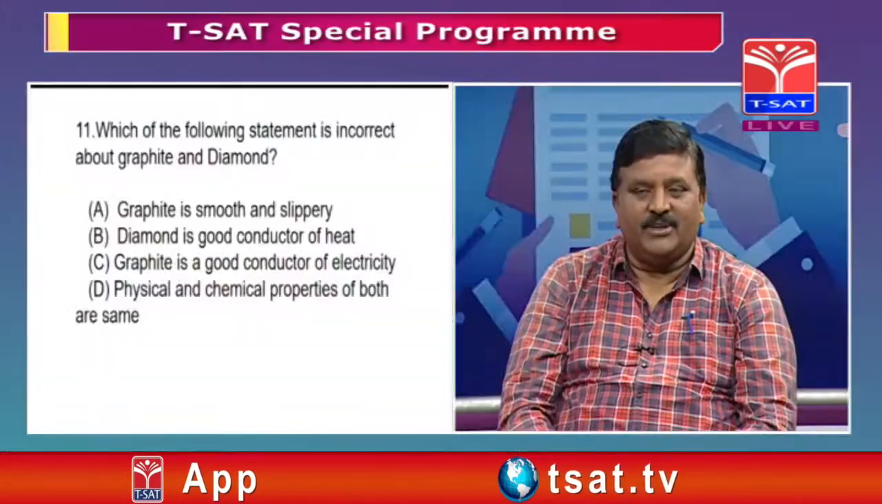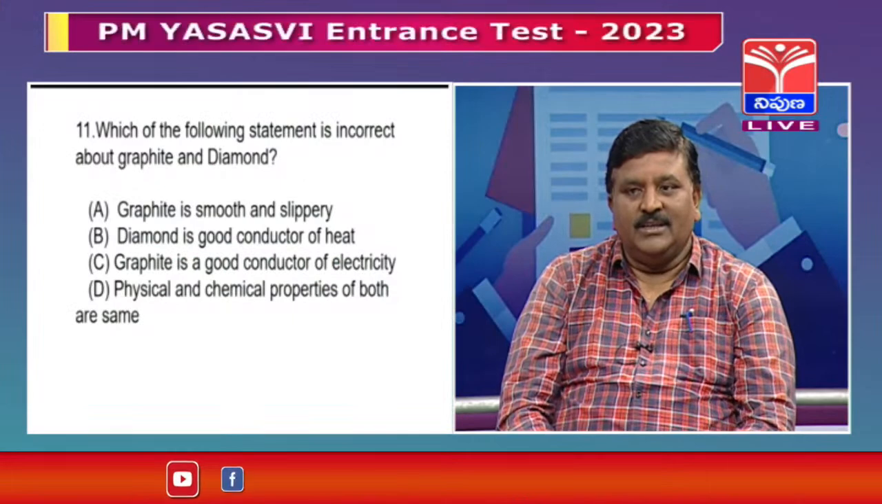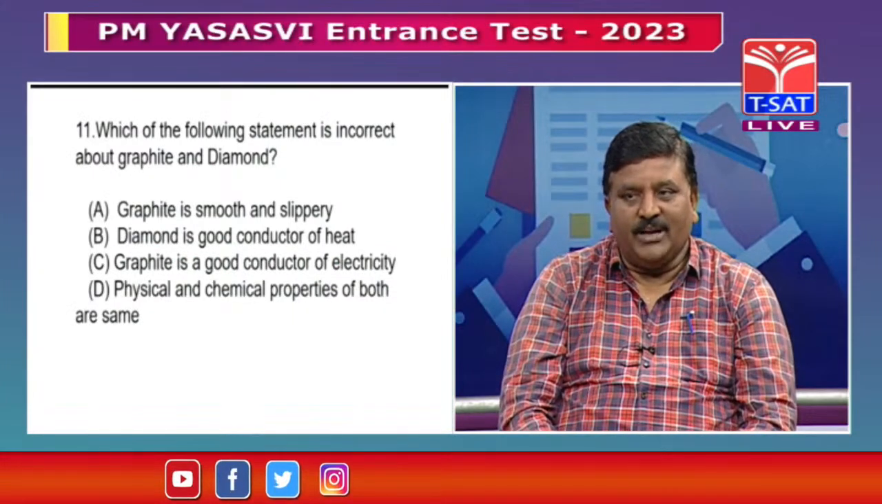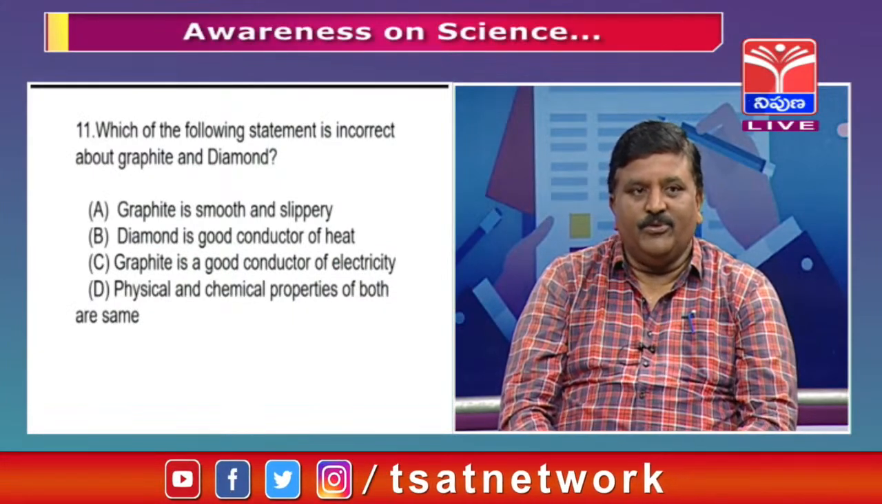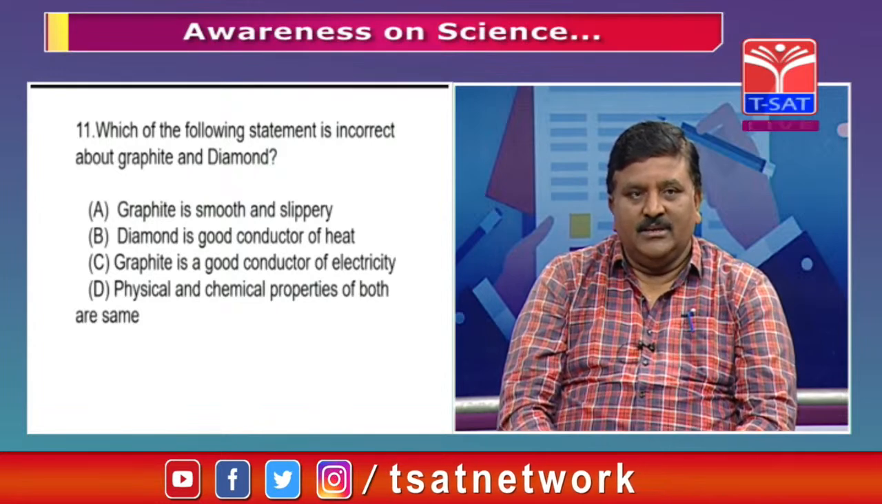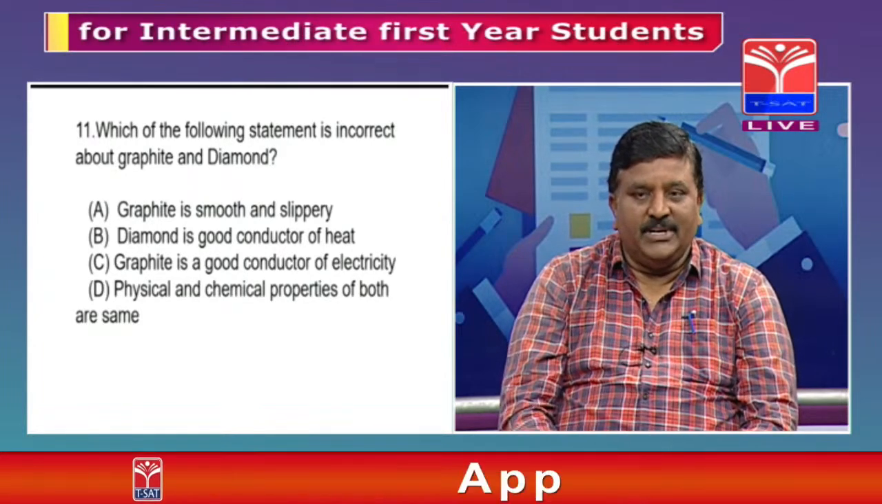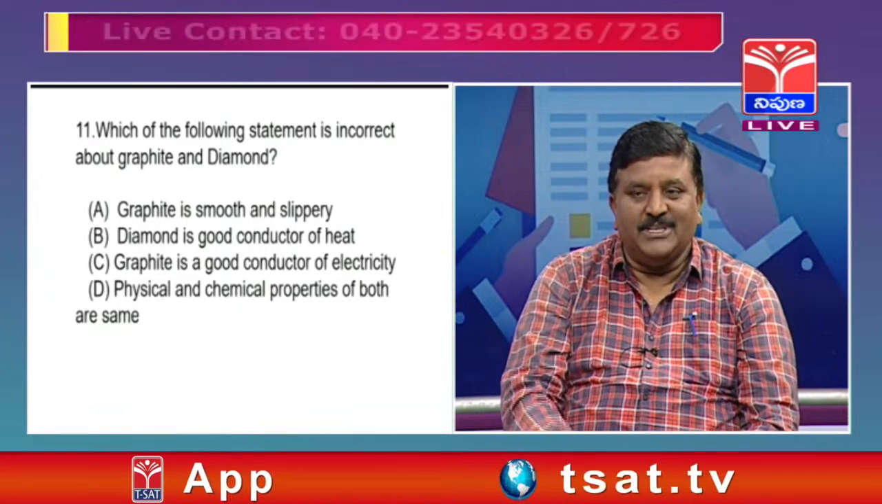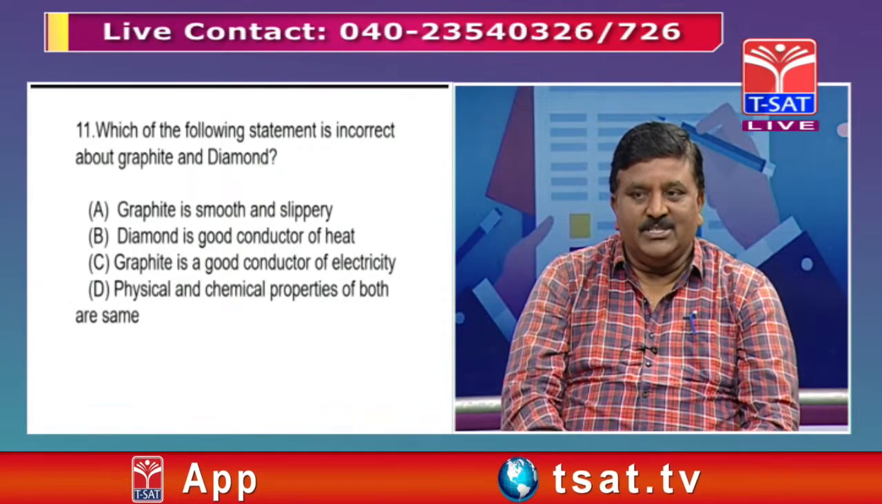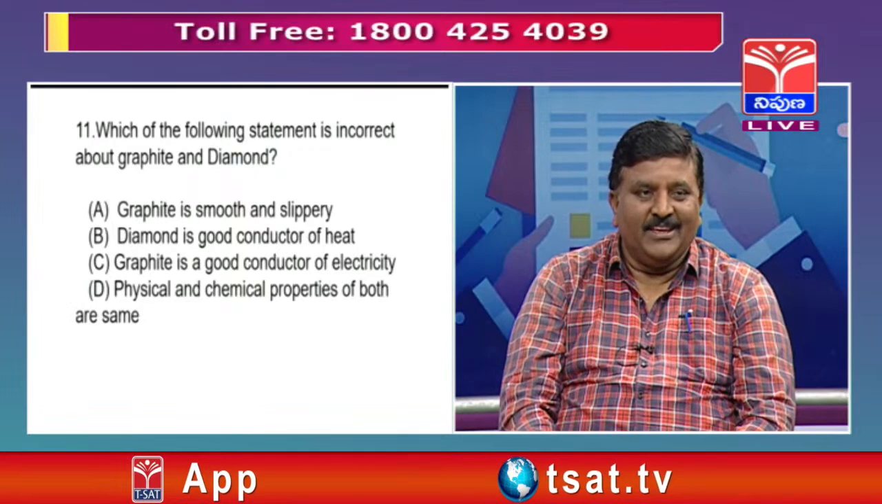There are different types of allotropes for carbon, and if you take graphite and diamond, they have given 4 options here. Generally, graphite is used by children in the pencil. Yes. So, graphite is smooth and slippery. Yes, it is the correct answer.